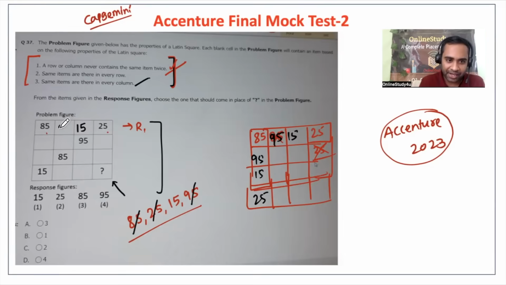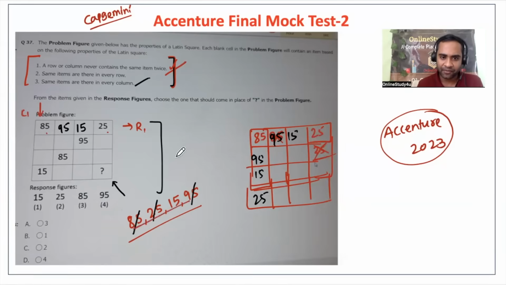So if I put 15 here, then automatically 95 will come here, because every row and every column contains all four things. Now I hope this will be clear to you. Now friends, we will try to move to the next column. If we see column one, if we try to analyze, then we have 85, 15.